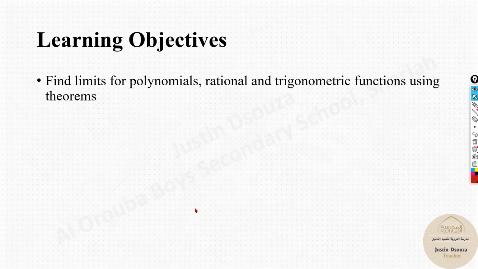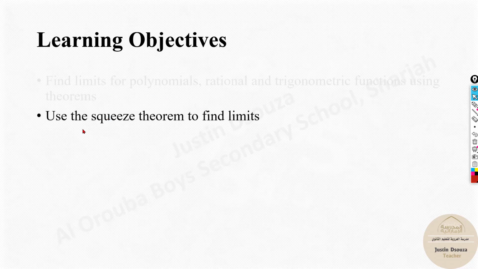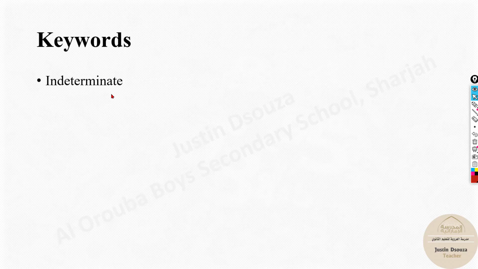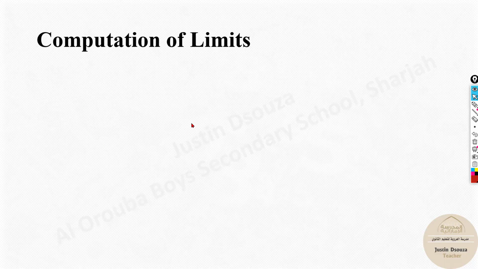Now, the learning objectives in this lesson are: find limits for polynomial, rational, and trigonometric functions using theorems, and use the squeeze theorem to find limits. So all of these can be solved in the same way. But we will see the keywords indeterminate, rationalizing, squeeze theorem. We'll come across all this.